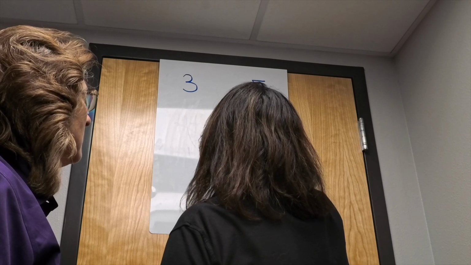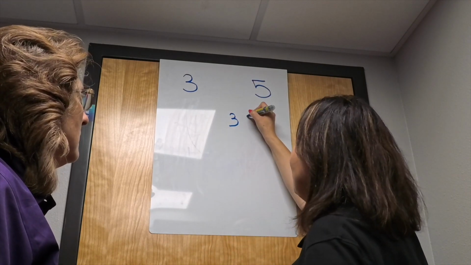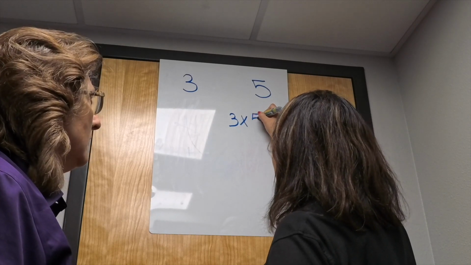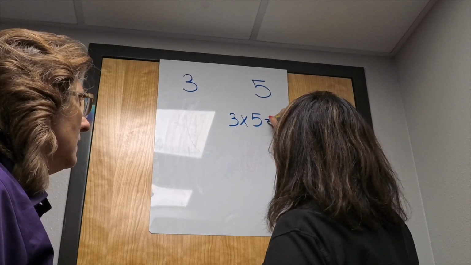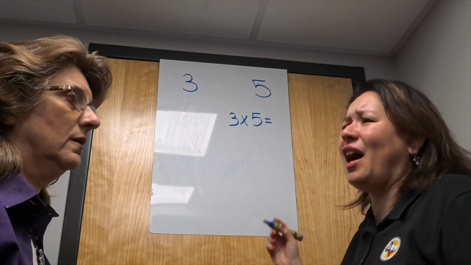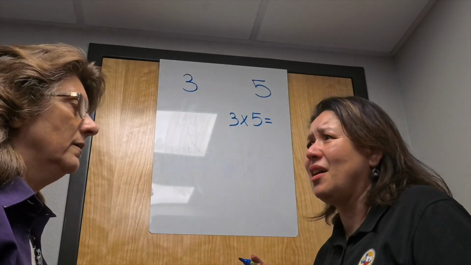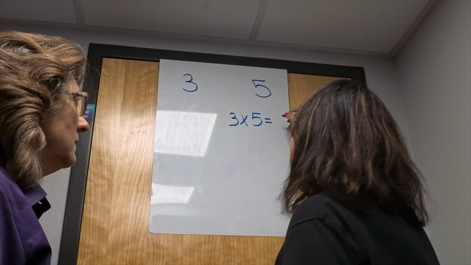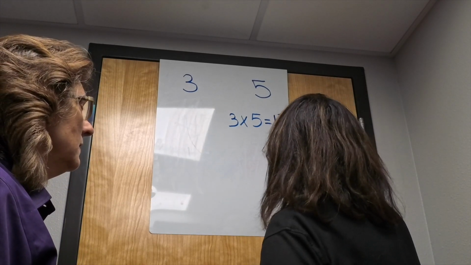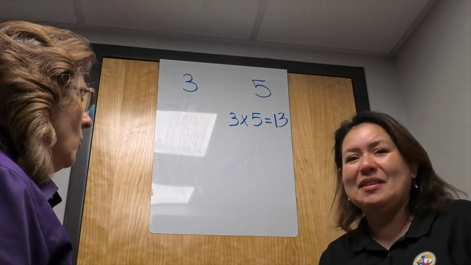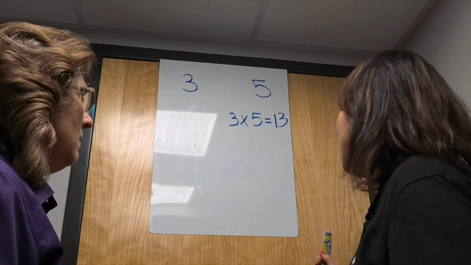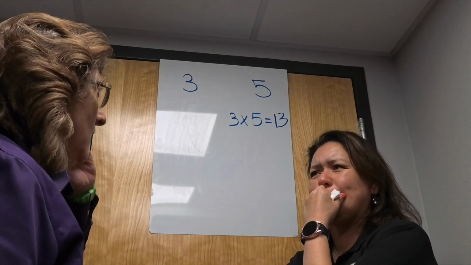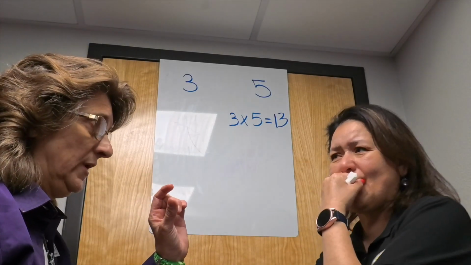So, 3 times 5 equals, and you're supposed to have them memorized. So, yeah. That's the answer. Okay. Is that, I mean, I don't know. I'm so confused. Okay. I know a little bit about multiplication.